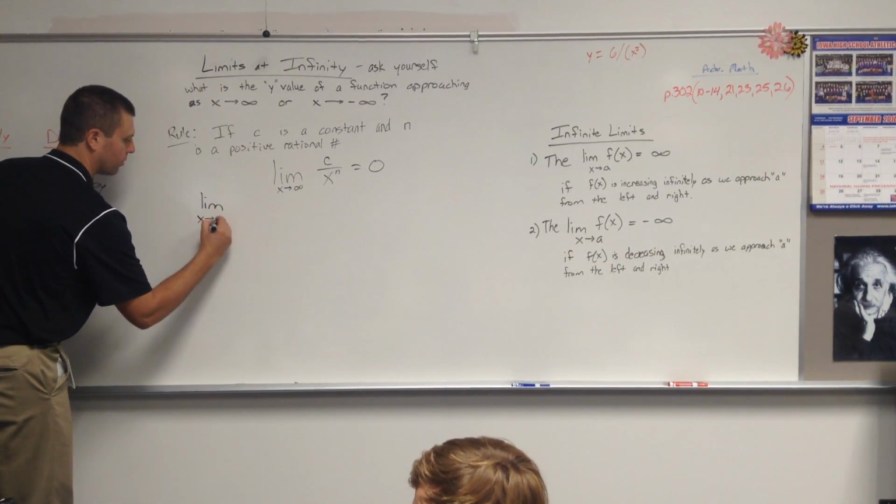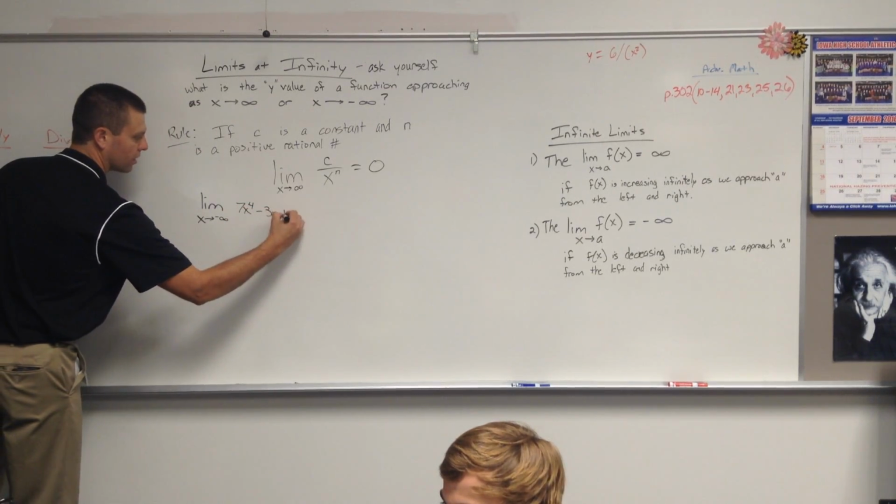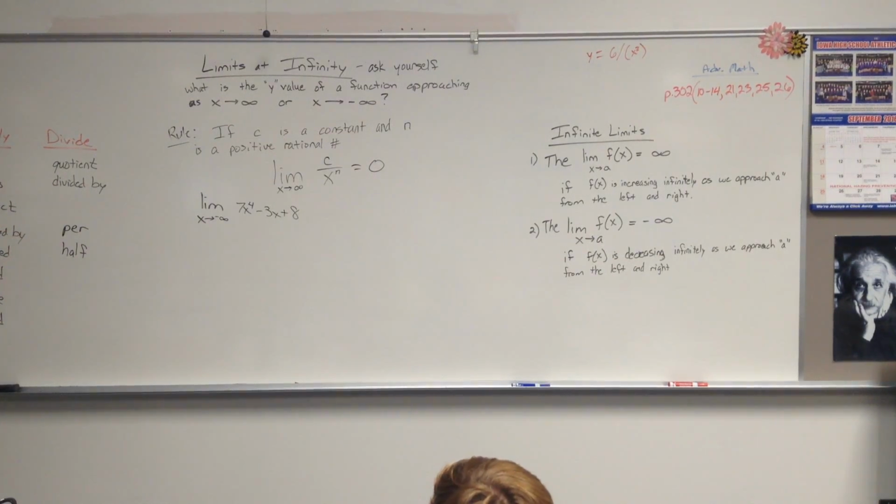The limit as x approaches, we'll go negative infinity, of 7x to the 4th minus 3x plus 8. What would the limit of that function be as x approaches negative infinity? Negative? 0? Could be negative infinity. Positive infinity, positive, because it's raised to the 4th power. Changing your mind? Yeah. Okay, good.